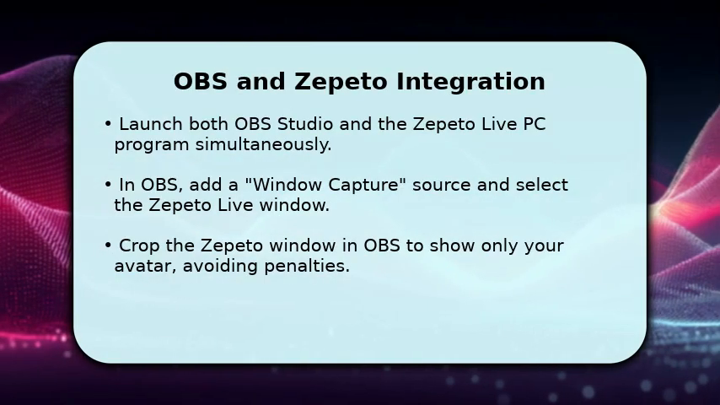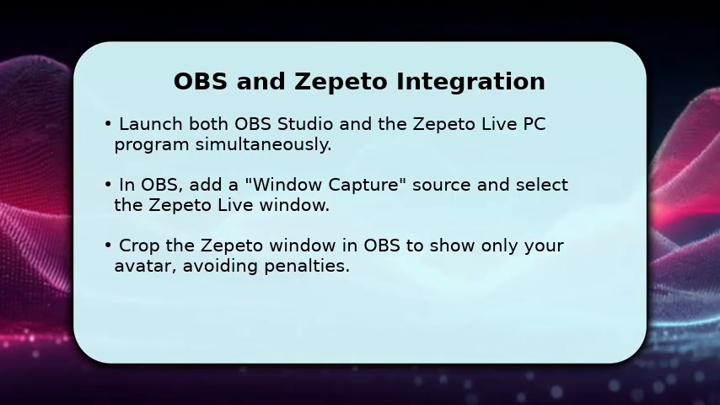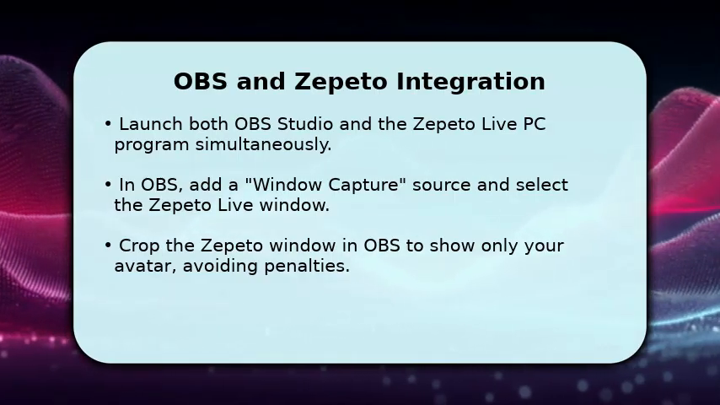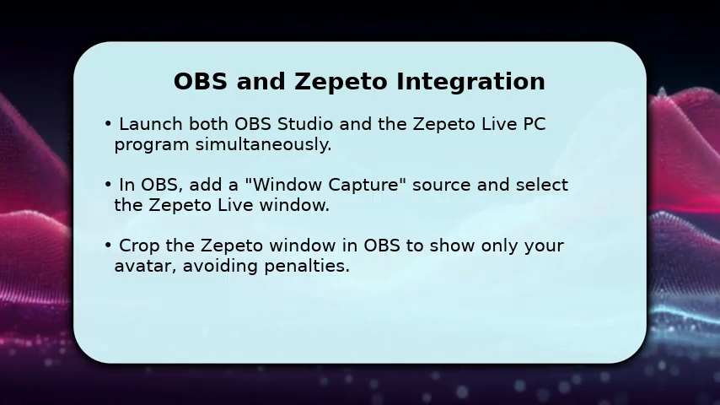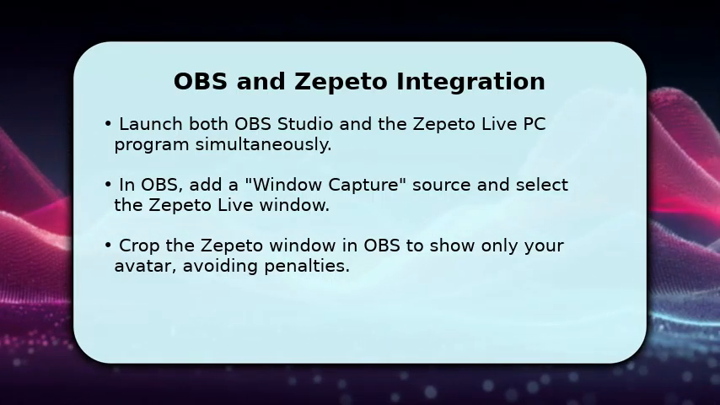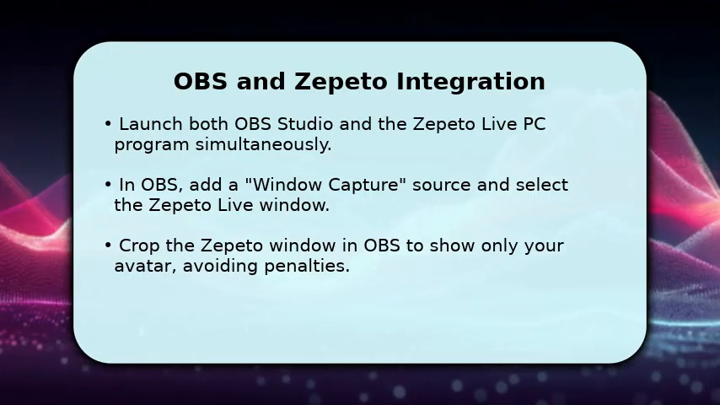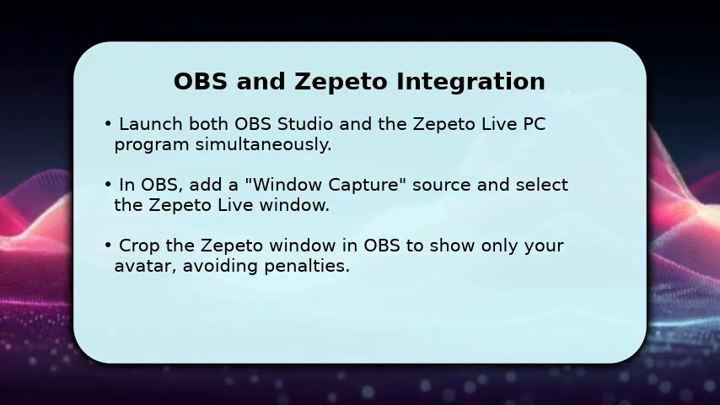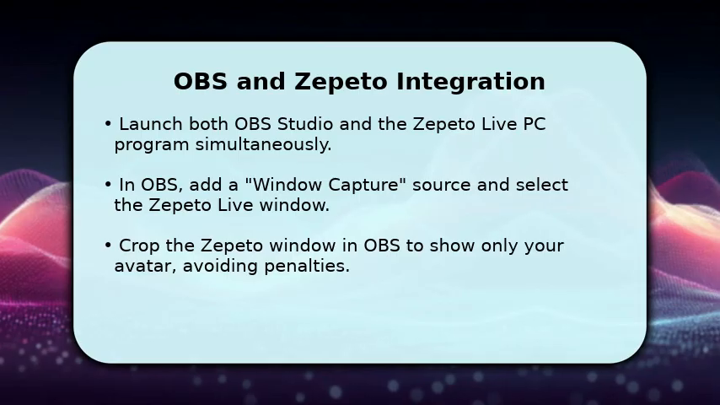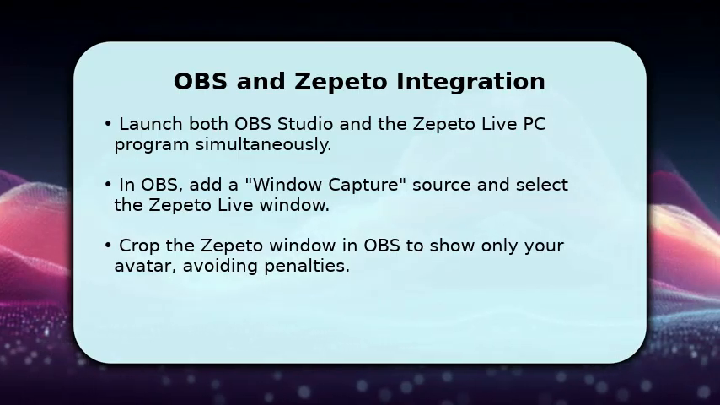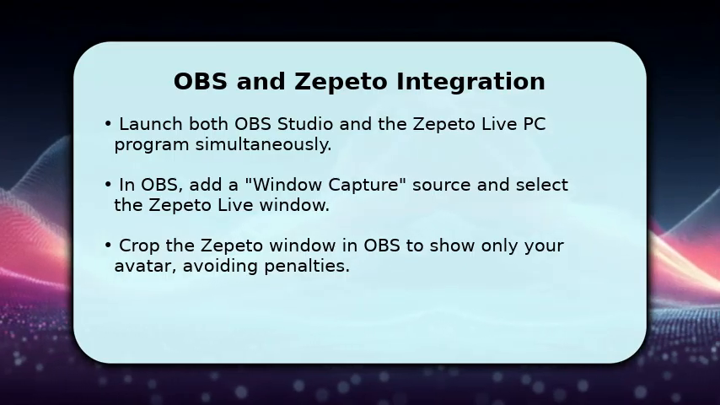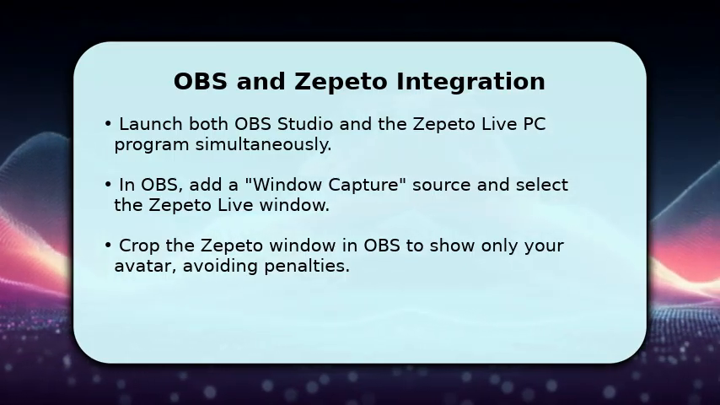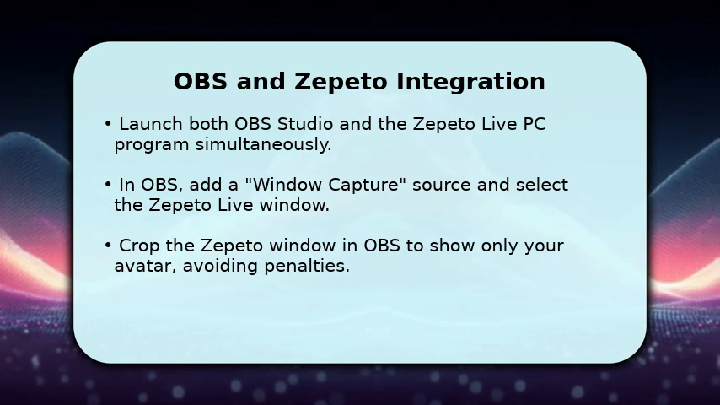Now, let's integrate your platforms. Open both OBS Studio and the Zepeto Live PC program. Within OBS, add a new window capture source and choose the Zepeto Live window. Carefully crop this source to display only your Zepeto avatar, as broadcasting extra screen parts may lead to penalties. Then, add another window capture or game capture source, selecting your active Roblox game window. This layers your avatar over your gameplay.